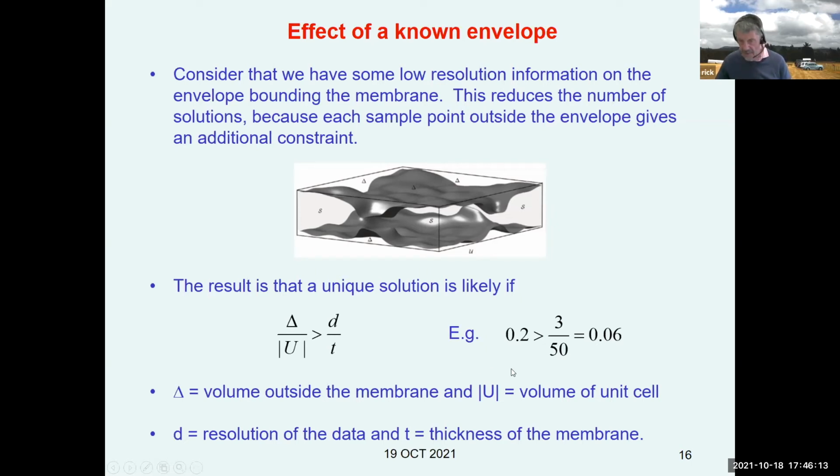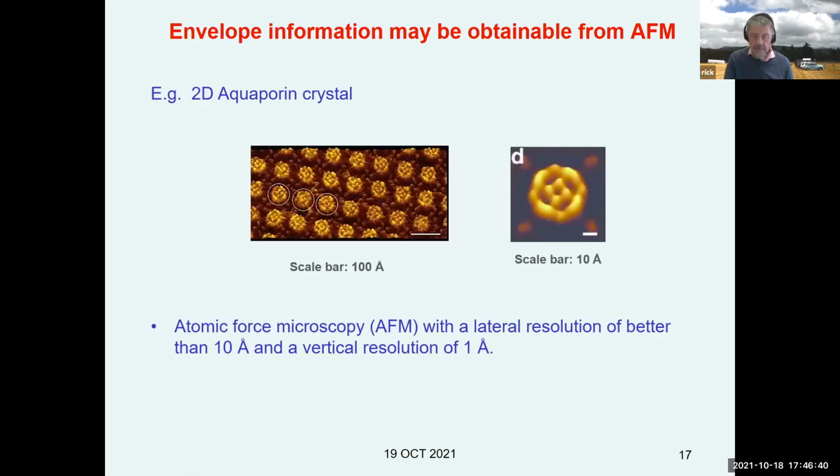And I've just got an example here. If 20% of the volume was excluded, for example, and you had 3 angstrom resolution data and a 50 angstrom thick membrane, then this will be 0.06, and 0.2 is greater than 0.06, and so in that case you'd expect a unique solution. Okay, and this is just showing that you can sometimes get some information on the structure of the surface by, for example, atomic force microscopy.